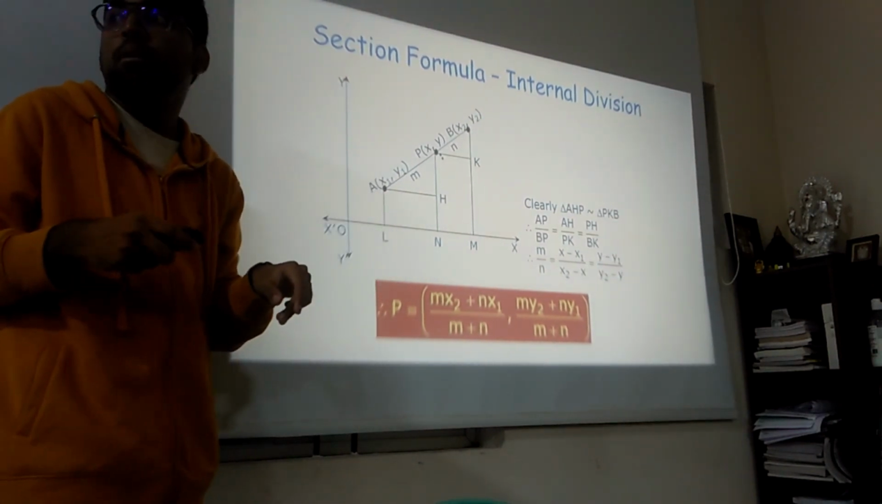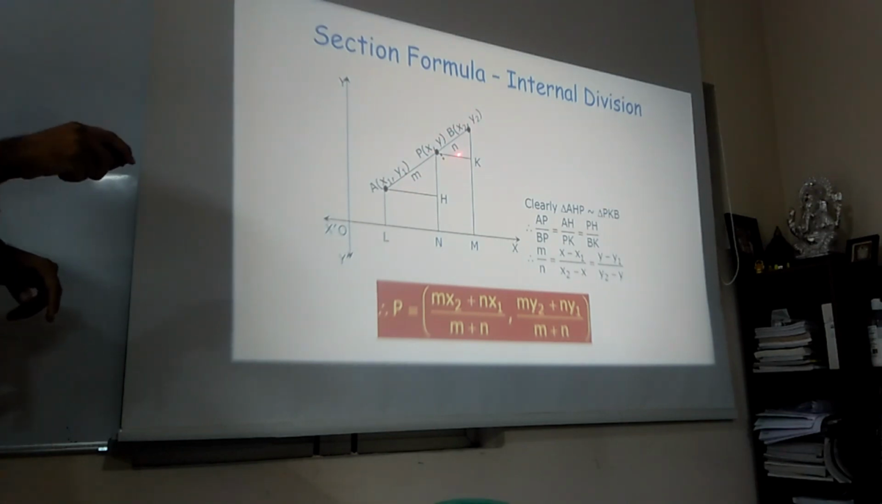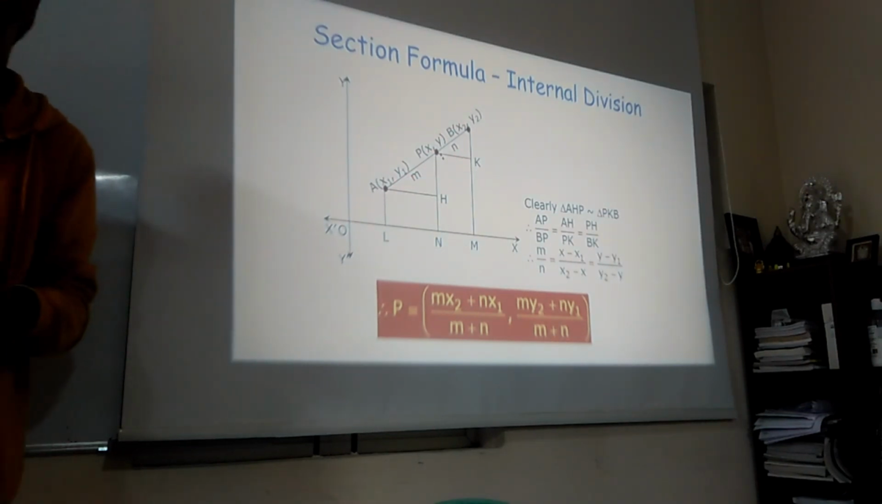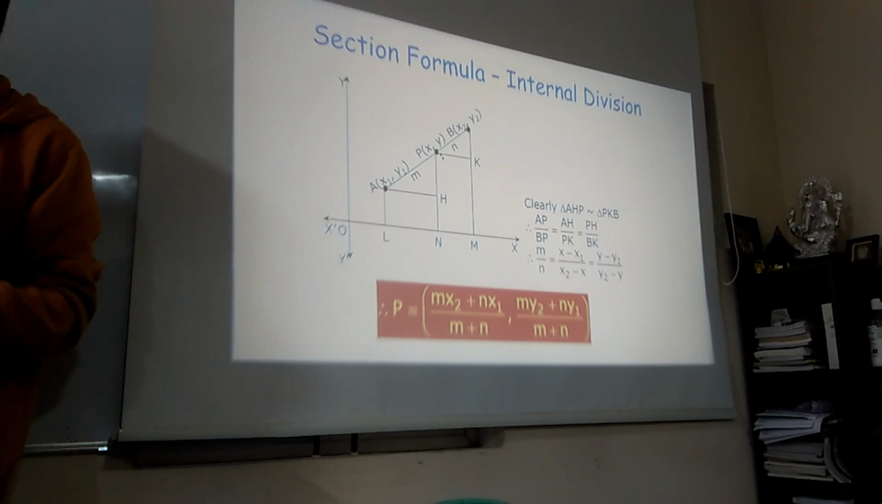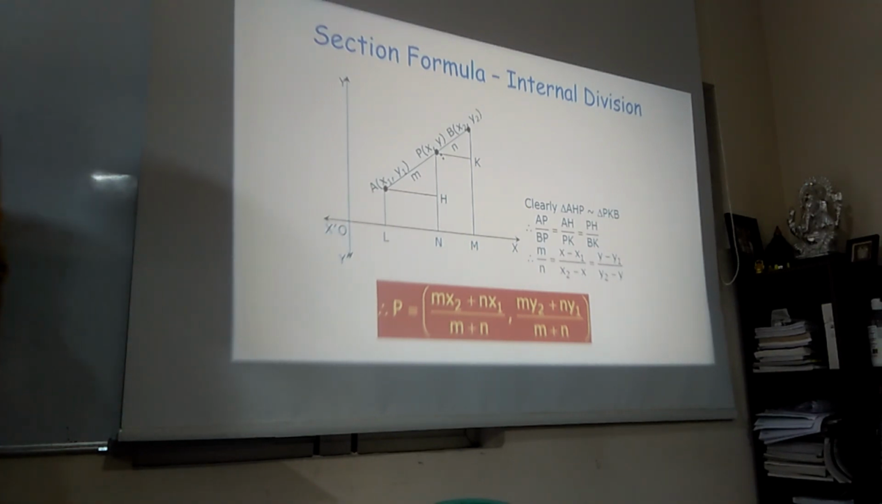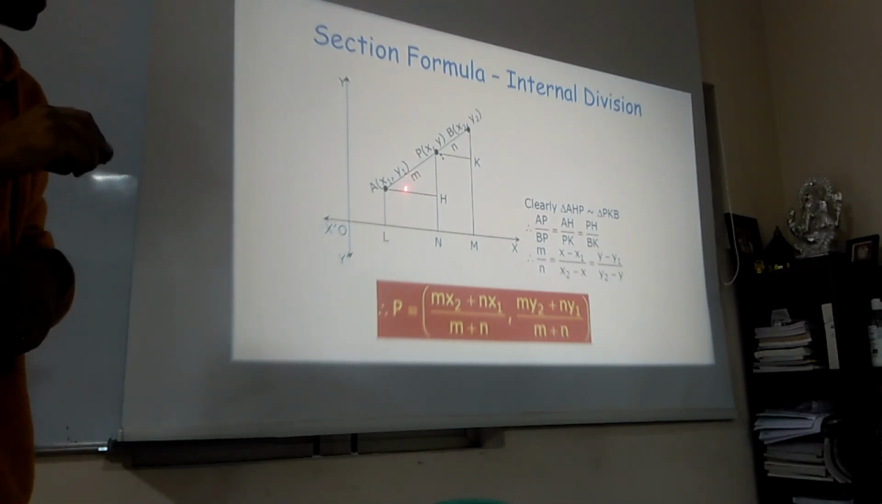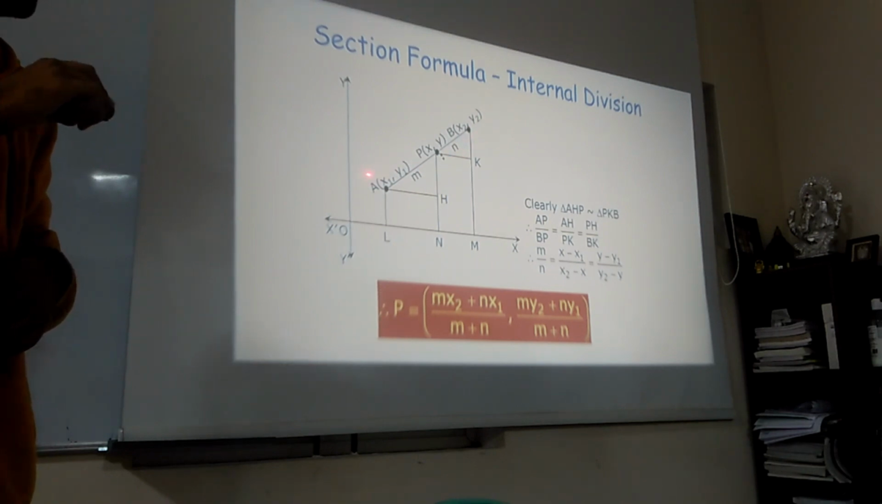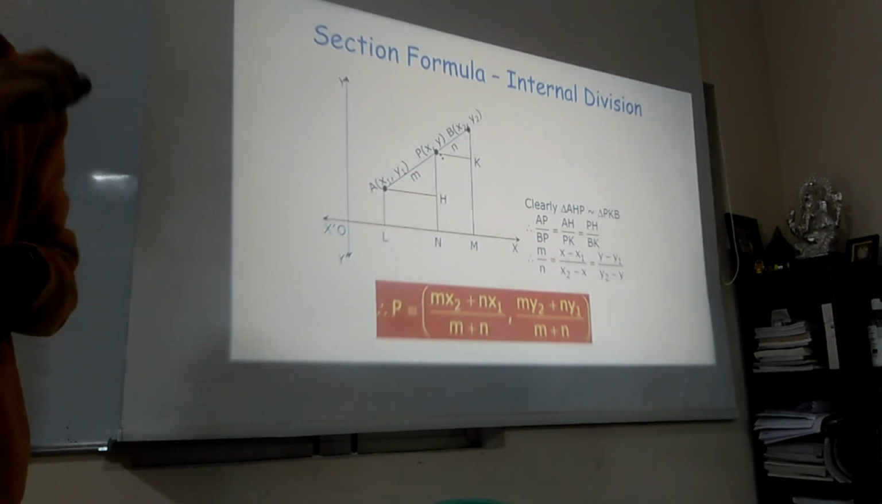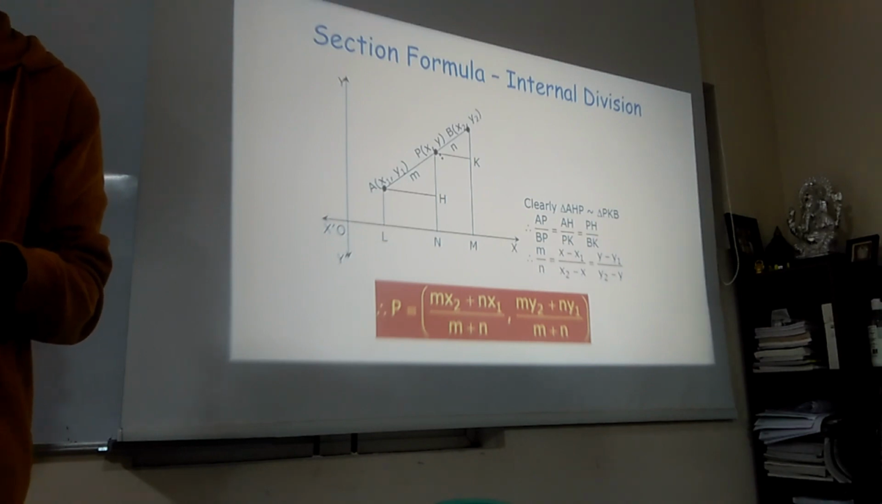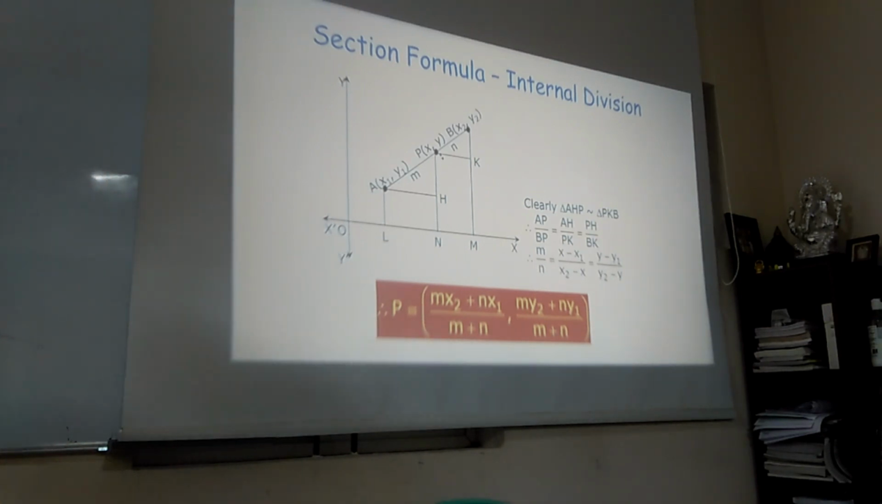Okay, how will you remember? m into x2, n into x1, cross multiplying, side by side, divided by m plus n. Similar way for the y-axis also you will find: m into y2 plus n into y1 divided by m plus n. Clear? Any doubts? Now, idea? Okay. Write section formula for internal division.